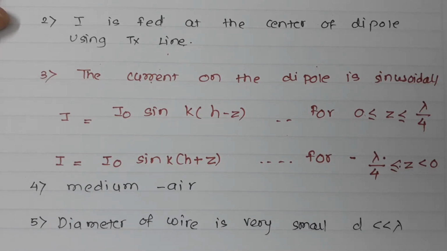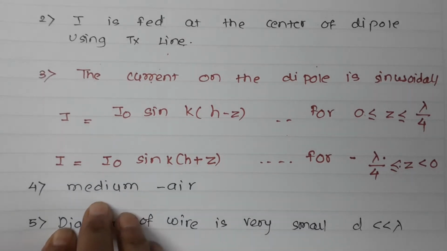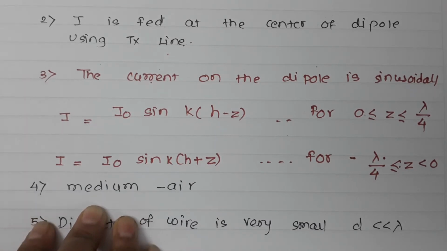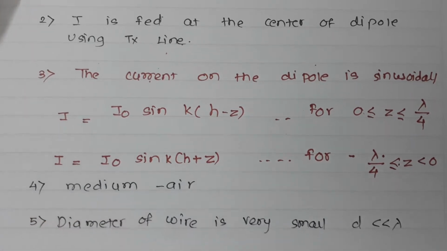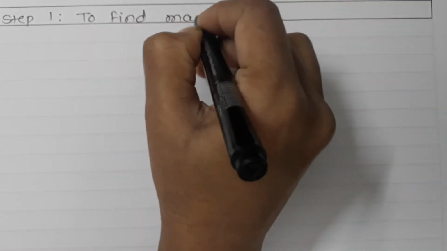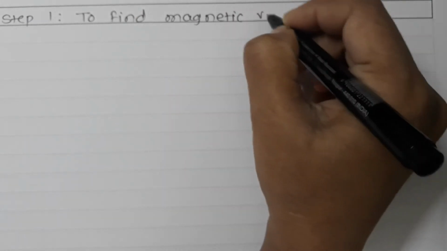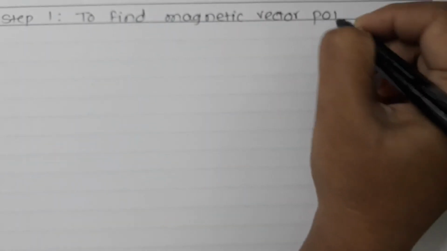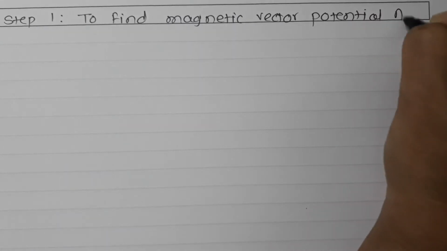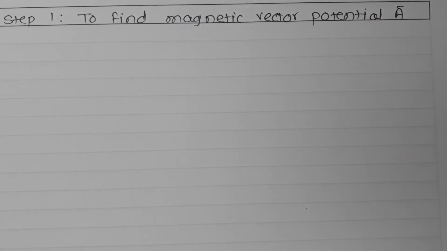Now let us analyze this antenna. As we know, the first step in analyzing the antenna is to find the magnetic vector potential. So let us start with the magnetic vector potential. Step 1 is to find the magnetic vector potential, which is A bar. We know how to find the magnetic vector potential.